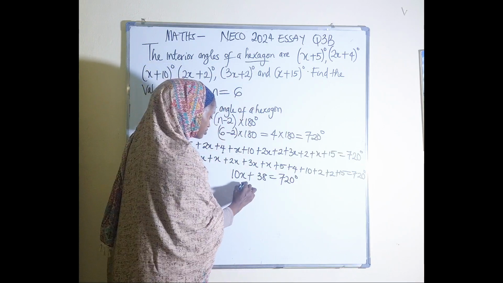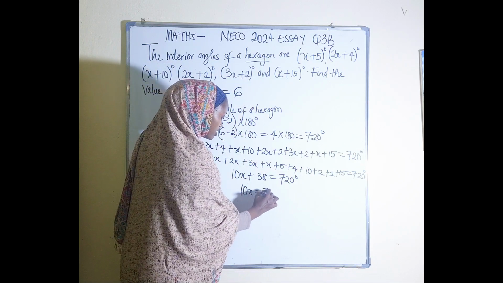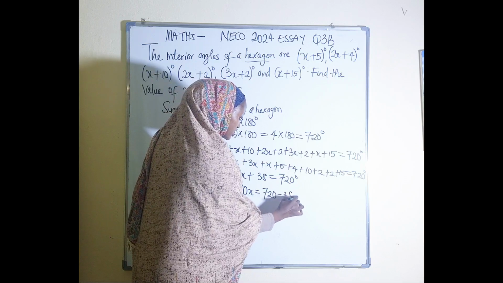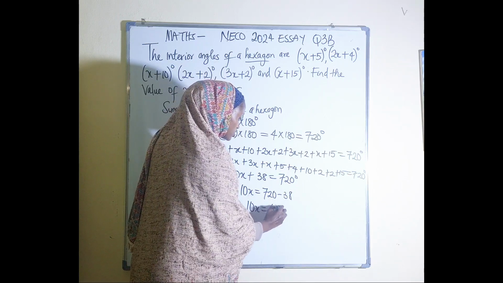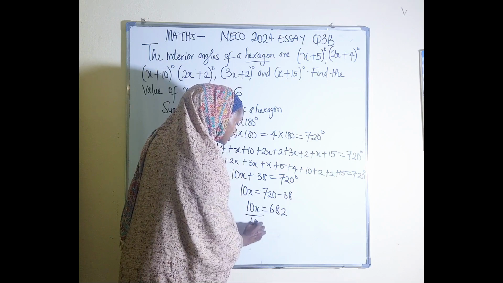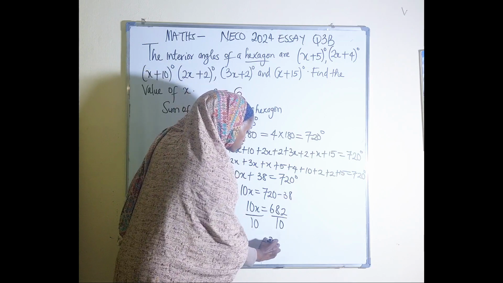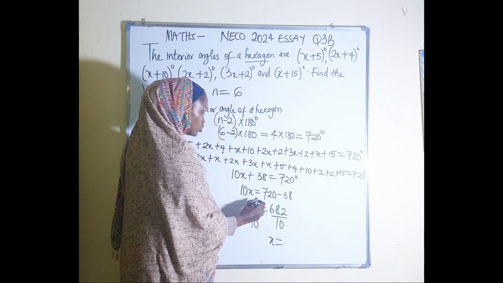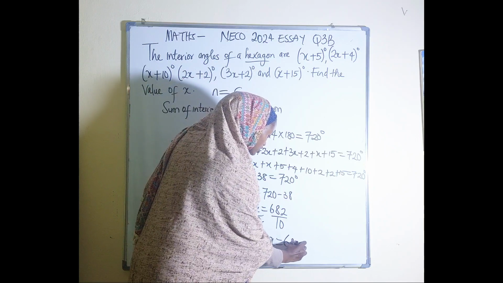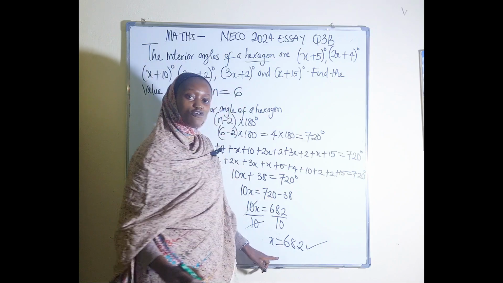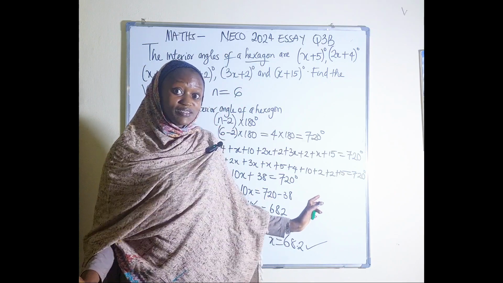So let's collect like terms here. We have 10x is equal to 720 minus 38. So we have 10x is equal to 682. So we divide both sides by 10 to get the value of x. So 10 cancels 10 here. 682 divided by 10 gives us 68.2. So this is the value for x. Okay, just as simple as that.